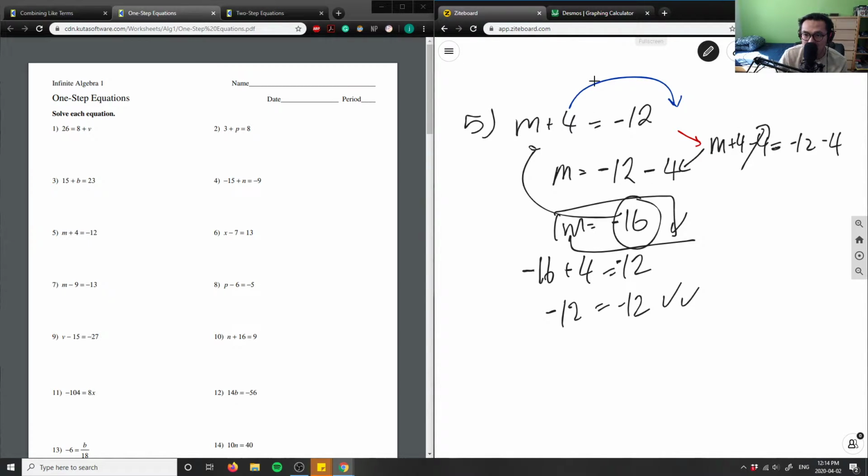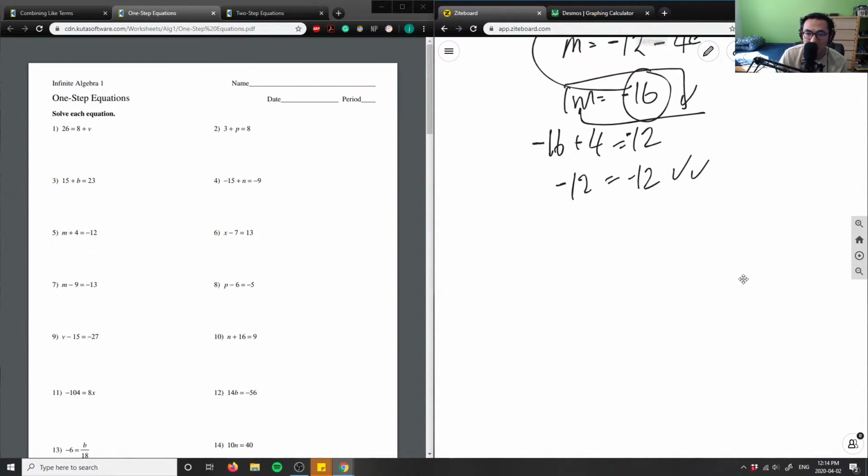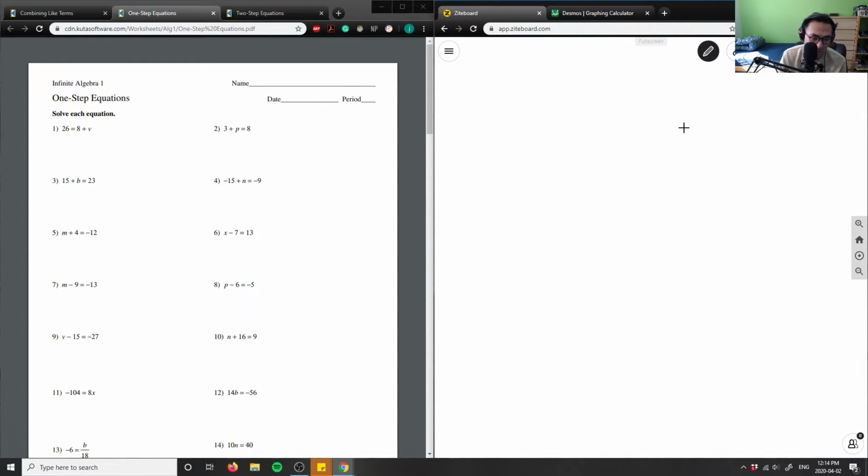So again, we're going to start to move faster because I know a lot of you viewers at home know this already. I'll do a couple more, and then let's move on to 2-step equations. So let's do number 7. Again, m minus 9 equals negative 13. Actually, maybe I'll do a multiplication one. So let's do 11.